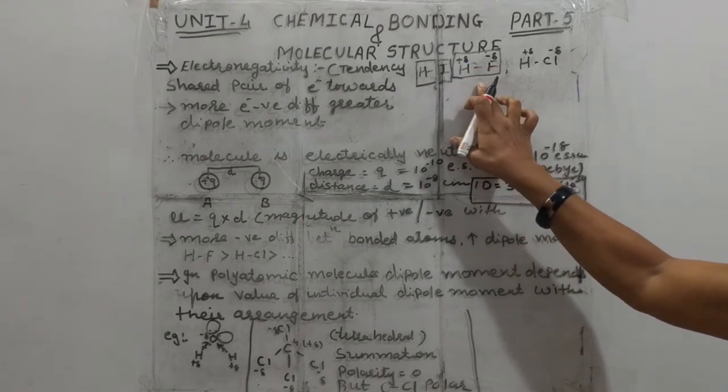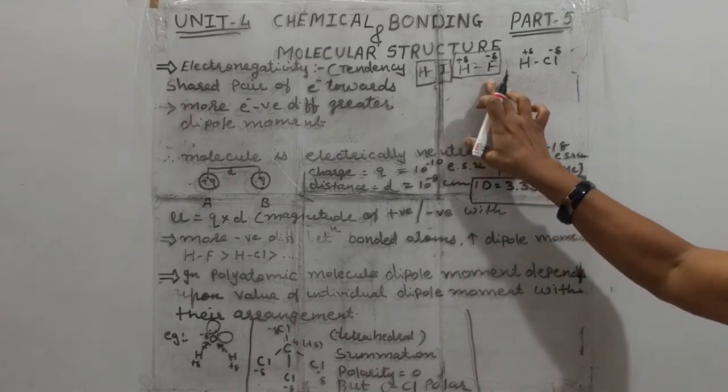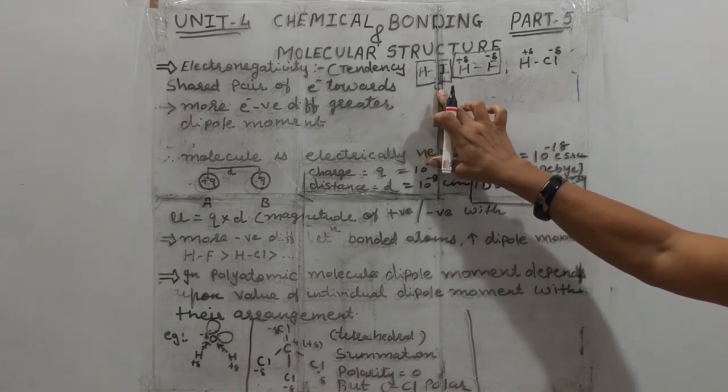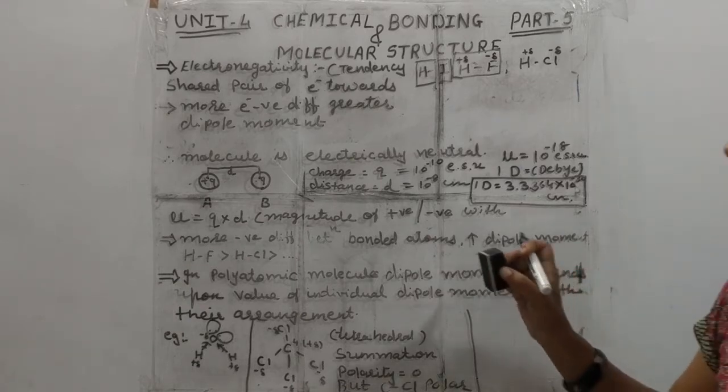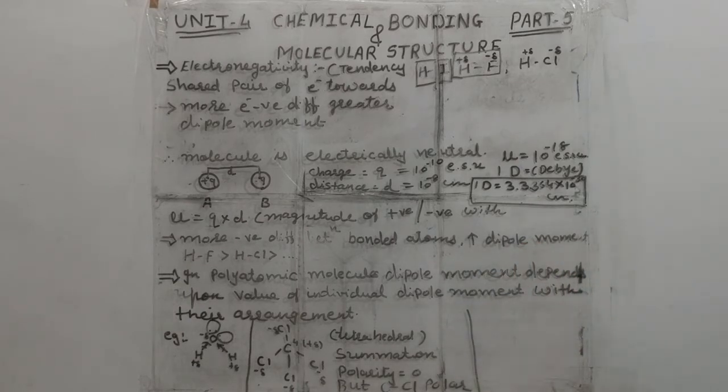So HF is more electronegative than HI. This is the answer for this question, students. Suppose this type of question is asked, then you have to find out the answer in such a manner, student.